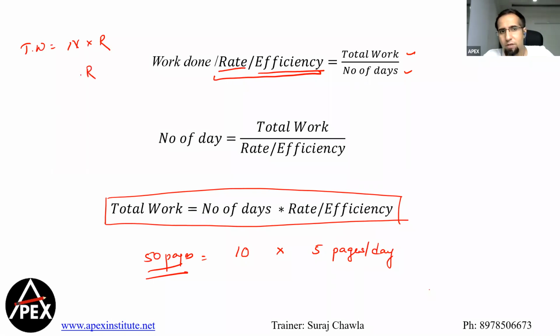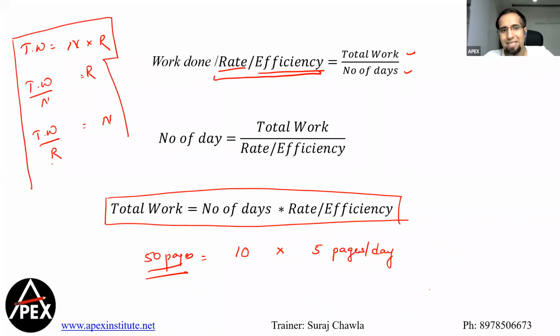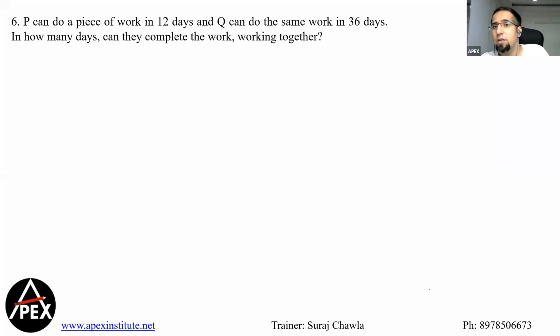Or if I want R, which is work done per day, it is total work by N. Or if I want the number of days, that becomes total work by R. Keeping all three handy becomes really useful for today's session. Let's move ahead and start solving really interesting models. Can we solve this question, please?